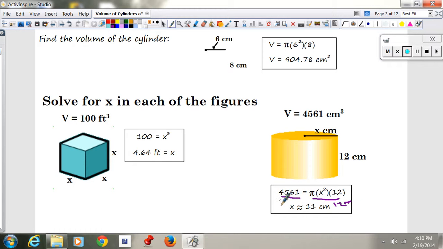Divide both sides by 12 pi. And then you should put the 12 pi in parentheses. Sorry, writing with a mouse is really hard. And then you would square root both sides, you get 11. Because when you divide this by 12 pi, you're going to get about 121. And the square root of 121 is really close to 11. So that would be your volume of this. That would be finding the radius if they gave you volume.